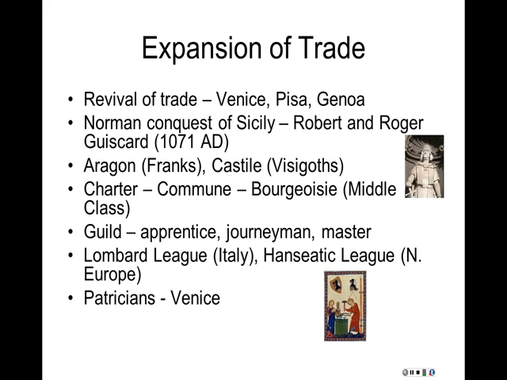Now, in places like Italy and in northern Germany and in the Low Countries, towns were so big and there was no local king that they often became independent city-states. And sometimes they even formed leagues, alliances with each other. For example, in northern Italy, a group of towns formed the Lombard League. Up in northern Germany and the Low Countries, a group of very strong towns formed the Hanseatic League.